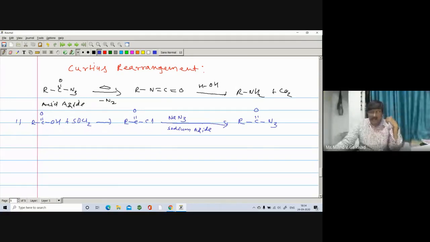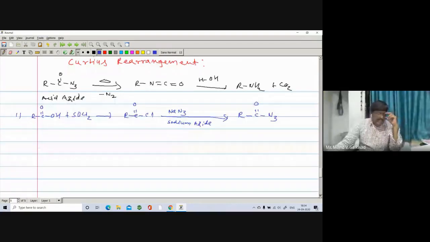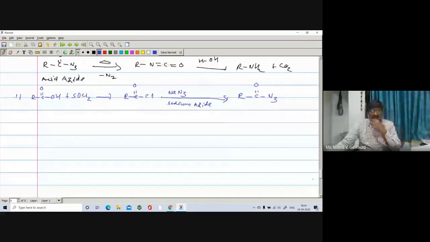Now let us see what is the mechanism of this reaction. So this acid azide, when you heat it, there is a formation of the corresponding amine. So this azide, you can write its structure like this one.